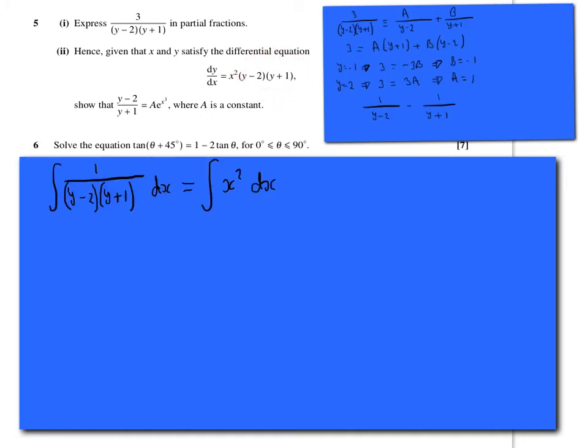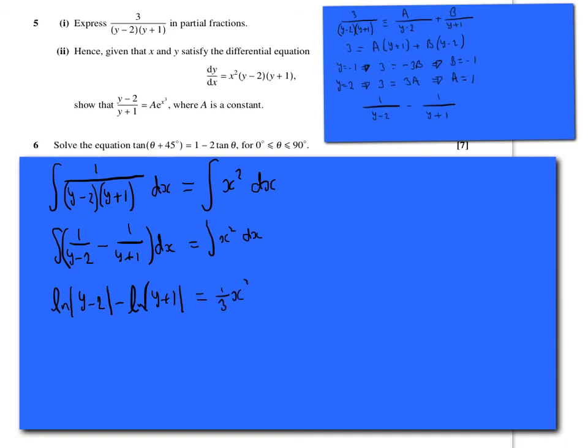This gives, and as you can see, the left hand side resembles the left hand side up here from part 1, which we then simplified using partial fractions to give this. This is much easier to integrate. As you can see, integrating the left hand side gives us the natural log of y minus 2 subtract the natural log of y plus 1. On the right hand side we have a third x cubed plus our constant of integration.